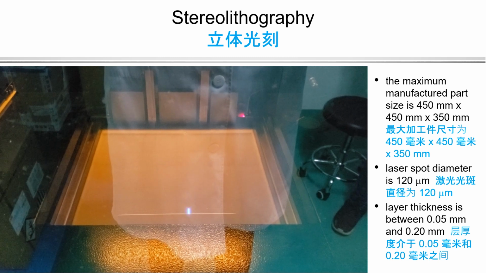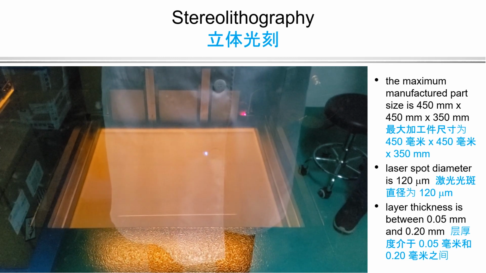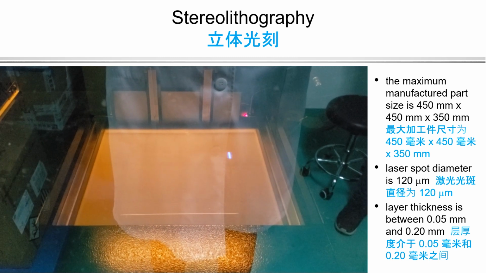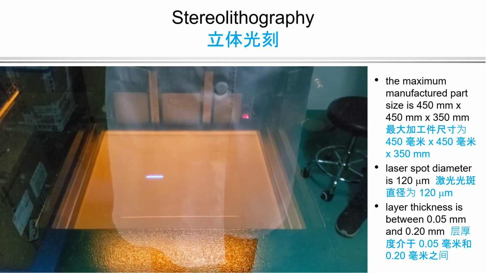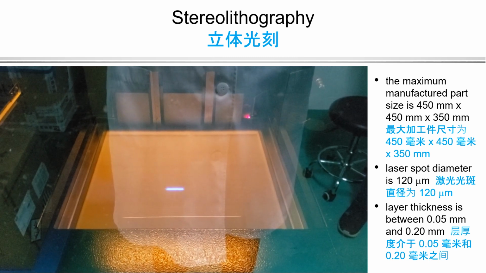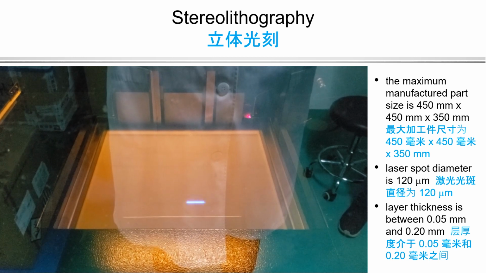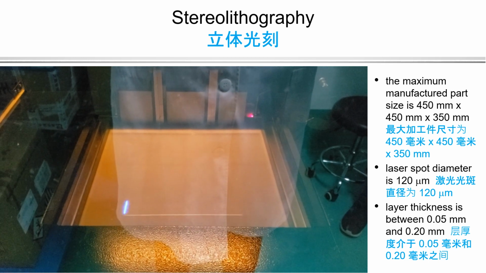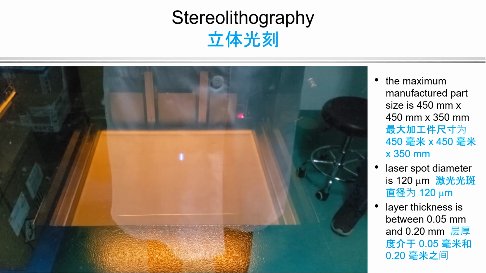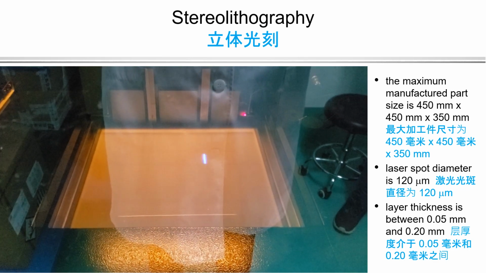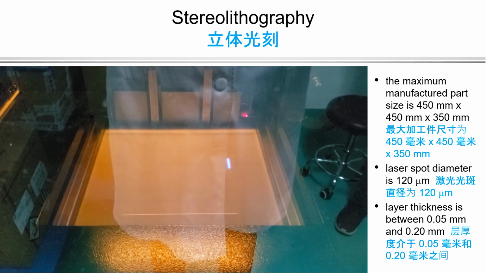This movie shows a scanning laser beam moving across the liquid for the printer shown in the previous slide. The maximum size that can be made with this device is 450 millimeters long by 450 millimeters wide by 350 millimeters high. The laser spot size diameter is 120 microns, and the layer thickness is between 0.05 millimeters and 0.2 millimeters.